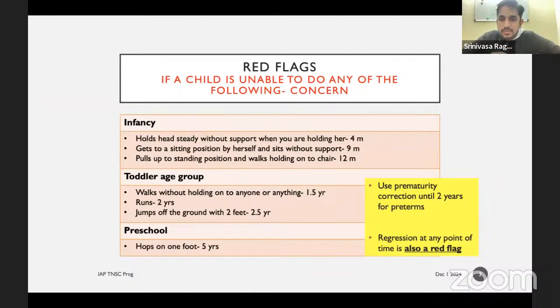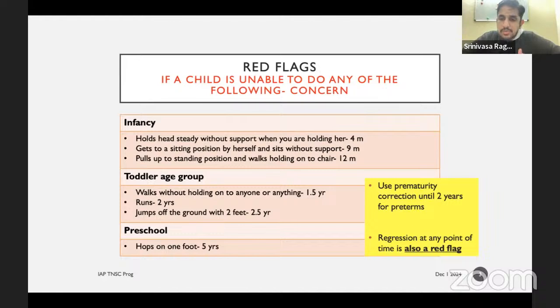Some key red flags I have listed here. If a child is not holding the head steady by 4 months of age, not able to get up and sit by herself by 9 months, not pulling to stand and walking with support by 1 year, not walking without support by 18 months, not running by 2 years, not jumping off the ground by 2.5 years, and not able to hop on 1 foot by 5 years. If any of these features are identified, we should suspect a delay in the motor domain. These are definite red flags.